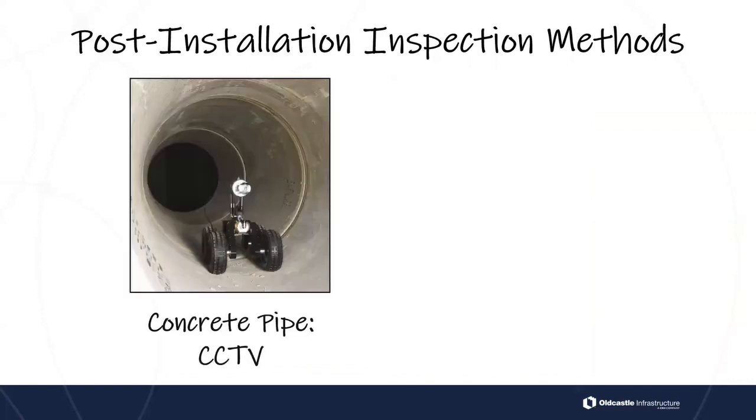So with concrete pipe or rigid pipe, we want to use CCTV, because what are we looking for? We're looking for cracks. We're looking for issues at the joints. Those are things that can show up on a CCTV inspection as they put this remote control device in there with a camera on it. It's going to go through and check all of the pipes.